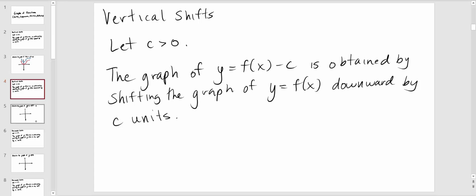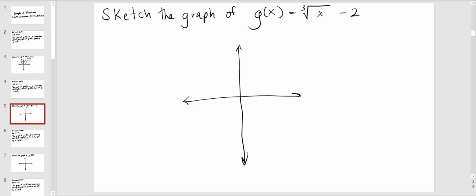Our example here is to sketch the graph of g of x equals the principal cube root of x, minus 2. The cube root function is the library function that people are probably the least familiar with. It's the one that kind of snakes horizontally through the origin like this.